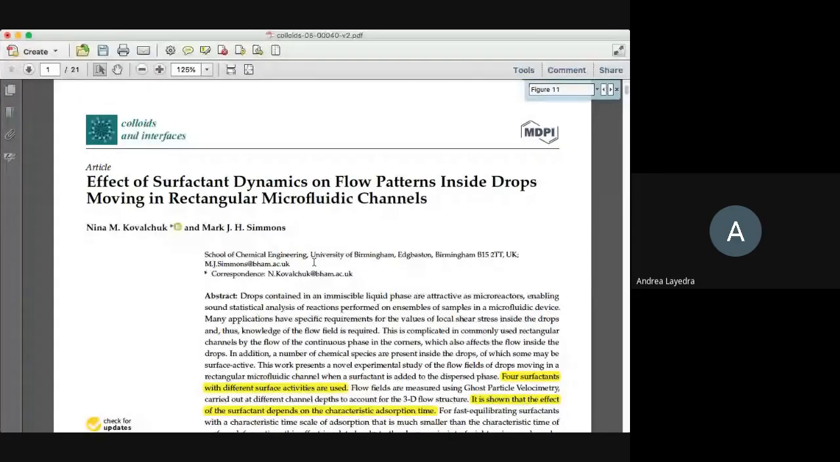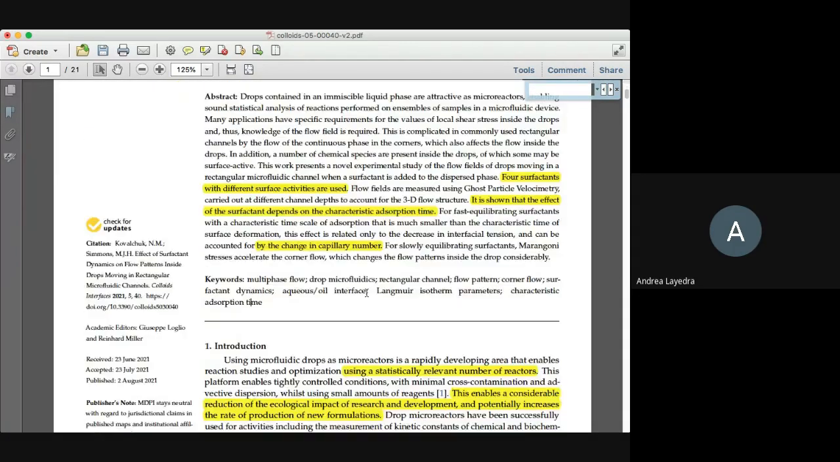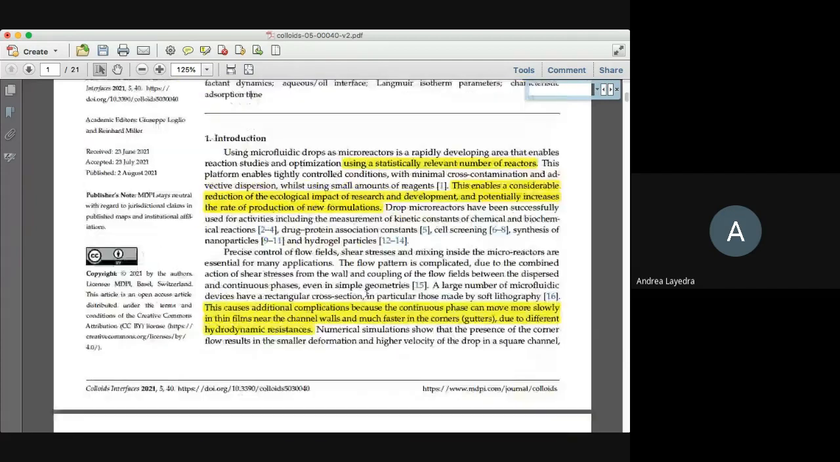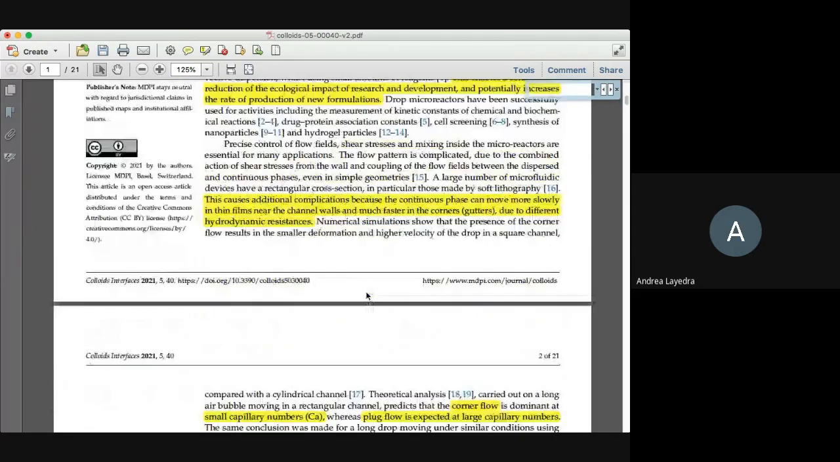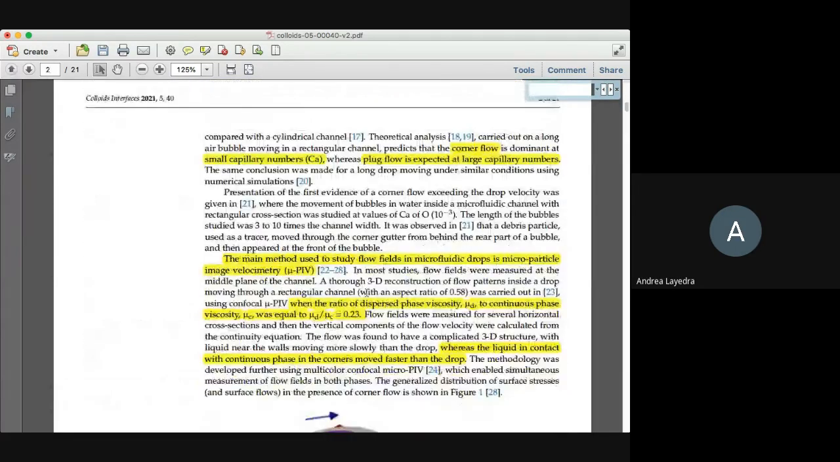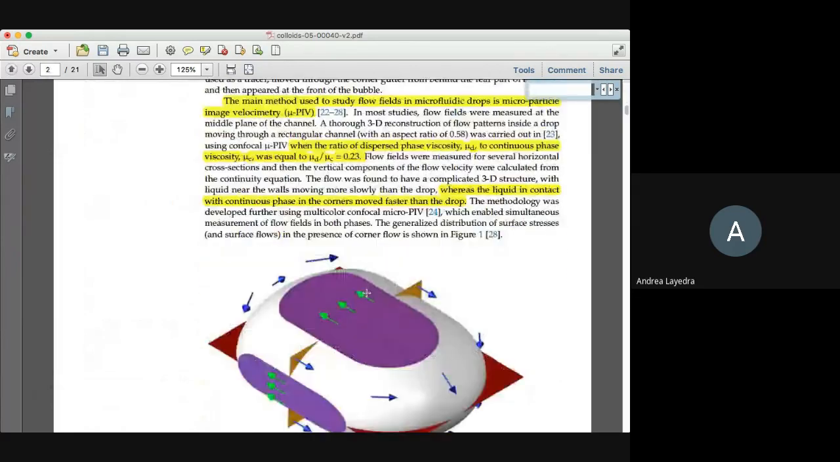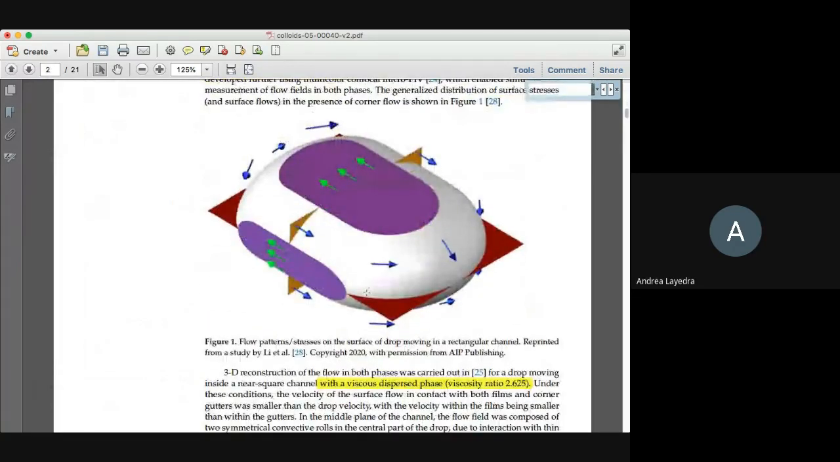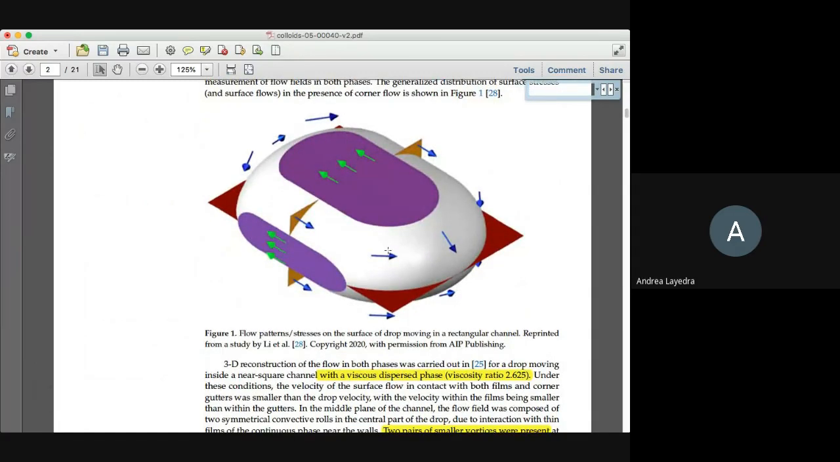Okay, good morning. Today I'm going to talk about this topic, effect of surfactant dynamics on flow patterns inside drops moving in a rectangular microfluidic channel. So here the idea is that the authors want to test four surfactants that are dissolved in the dispersed phase. The dispersed phase is the liquid that is going to be dispersed into droplets.